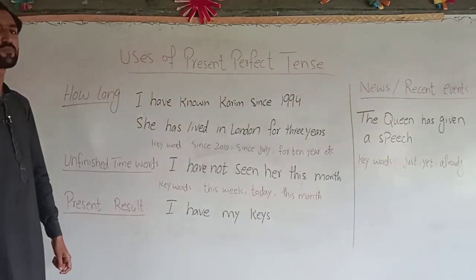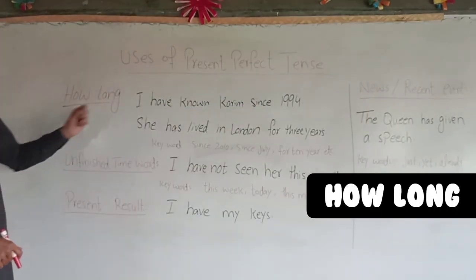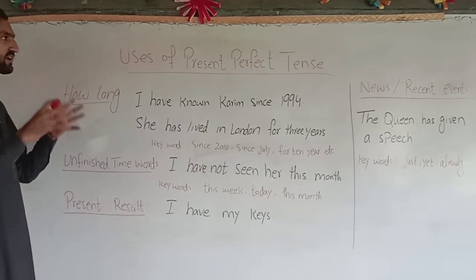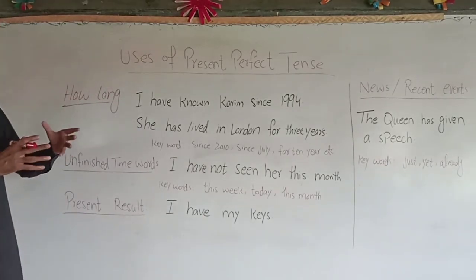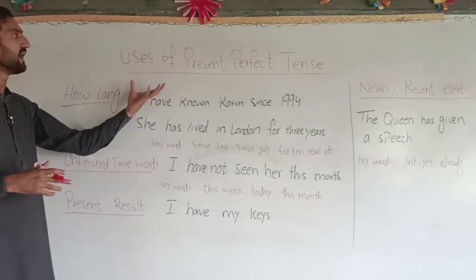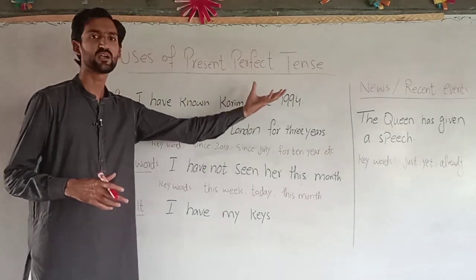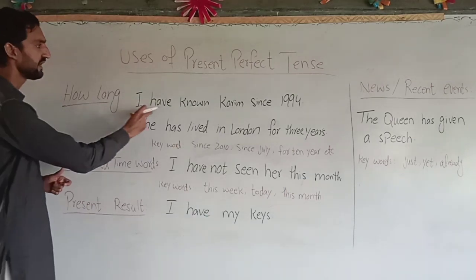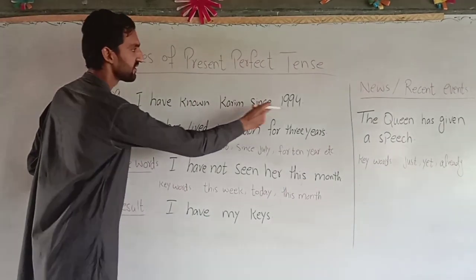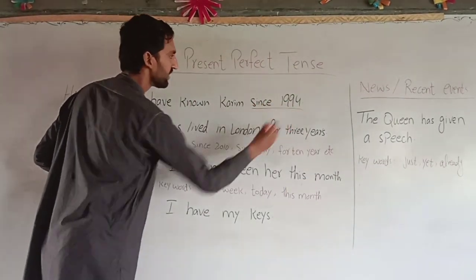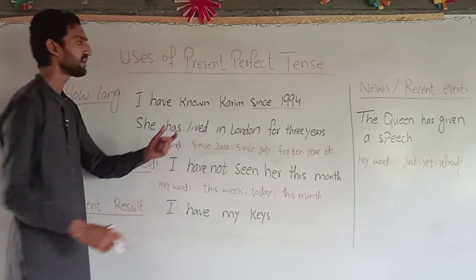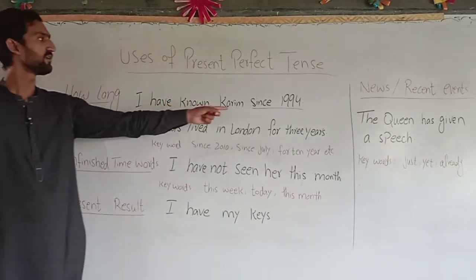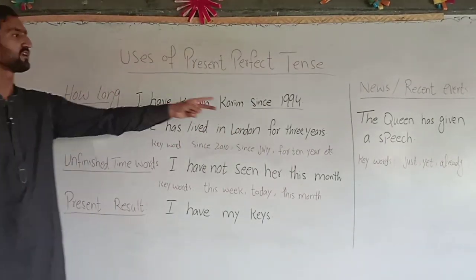In the uses of present perfect tense, first we have how long. This is a use of this tense whenever you are linked with time and how long that time is. So you can use present perfect tense to make certain types of sentences. Let's have an example. I have known Kareem since 1994. So here the word since 1994, this is the date, this is the time which indicates how long you have been connected with Kareem.